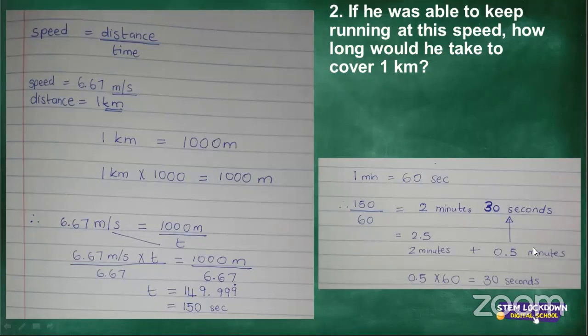We have 0.5 minutes. How many seconds is that? If 1 minute is equal to 60 seconds, what is 0.5 of 60 seconds? It is 30 seconds. And that's why in our final answer, the conversion of 150 seconds is actually 2 minutes, 30 seconds. The mistake students usually make would be to write 2 minutes and 5 seconds, because they looked at the 2.5. The 5 there only represents the 0.5 minutes, and you need to convert that 0.5 minutes to seconds. That is why our answer is 2 minutes and 30 seconds. Is that clear, everyone?